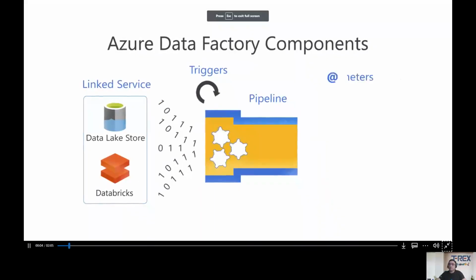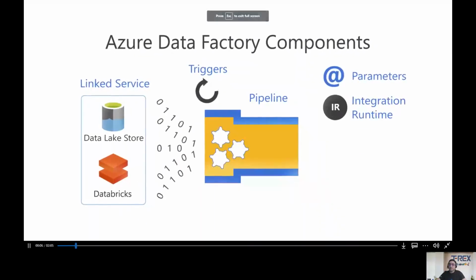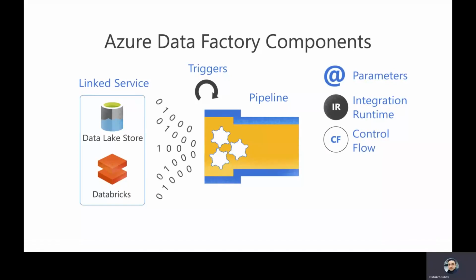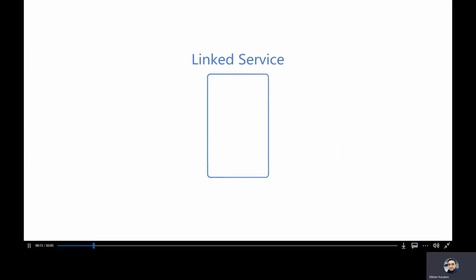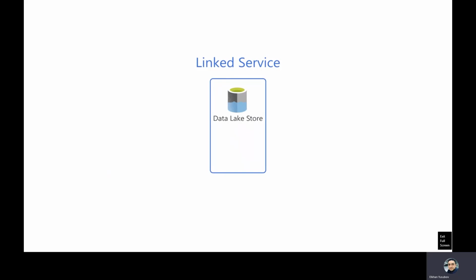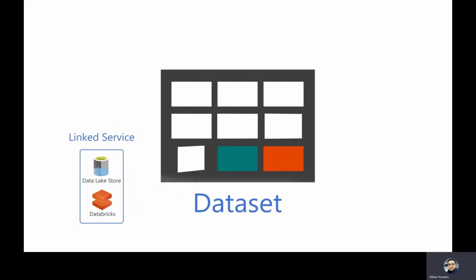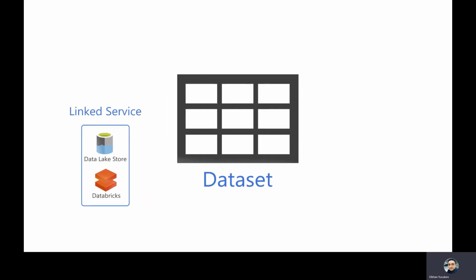Understanding the components that are used within Azure Data Factory will enable you to easily create cloud-based data integration solutions. One of the first components you will create is a linked service. These are much like connection strings, which define the connection information needed for Data Factory to connect to external resources, such as Azure Data Lake Store or Azure Databricks. With this defined, you can then create datasets, which is a named view of data that simply points or references the data within a linked service.